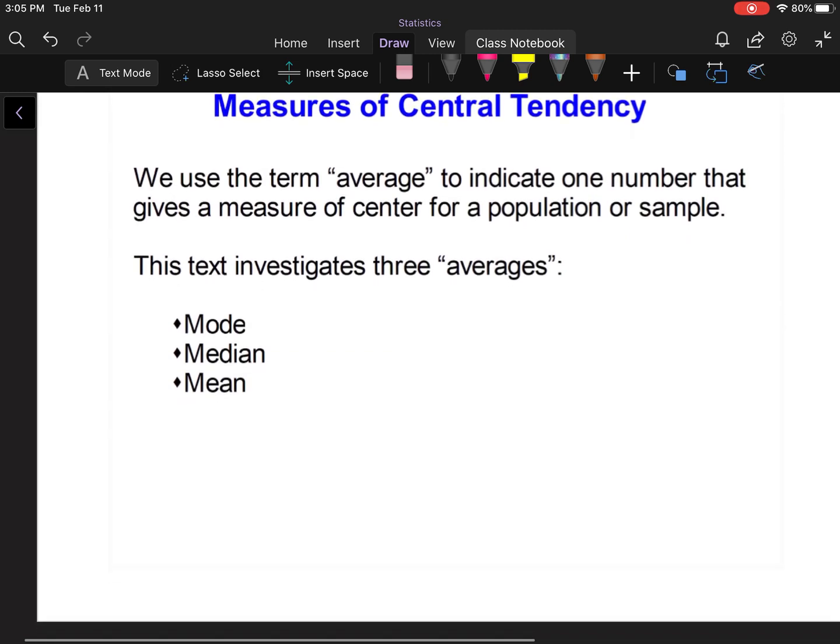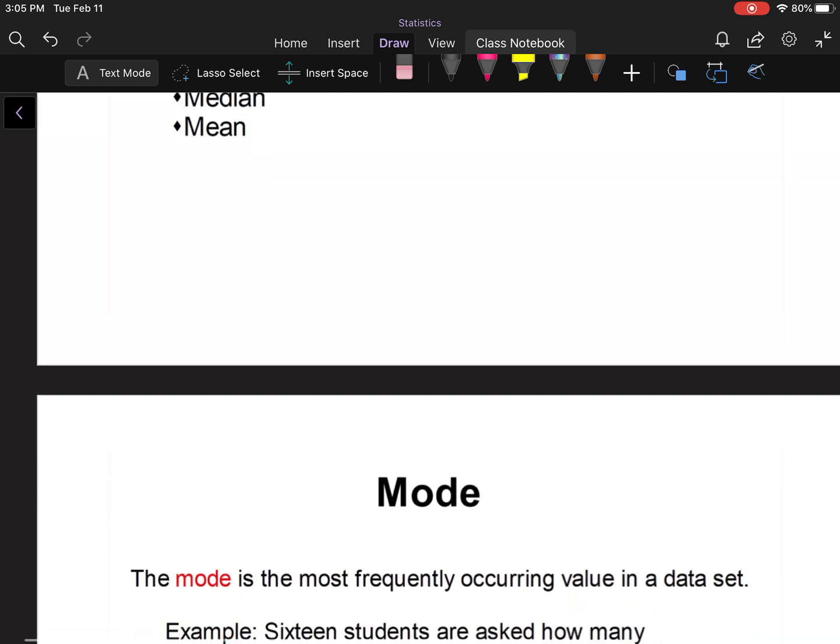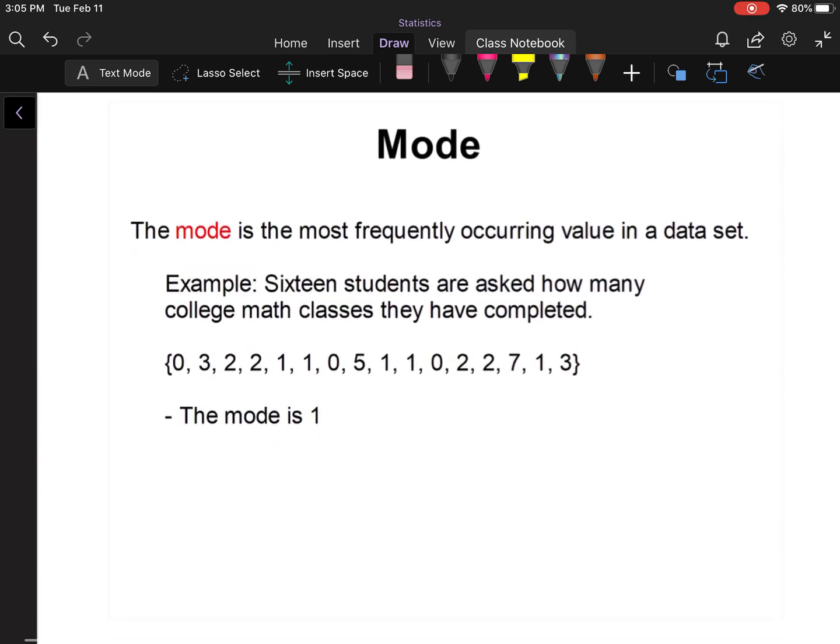There we go. So average indicates kind of the middle. So here we go. Mode, median, and mean. The mode is the number that occurs the most. So here I got 16 students that are asked how many college math classes they have completed. One occurred the most, so it's 1. It is possible to have a tie for mode. You could have 2 modes. It's possible you have no number repeat whatsoever, so you could have no mode.